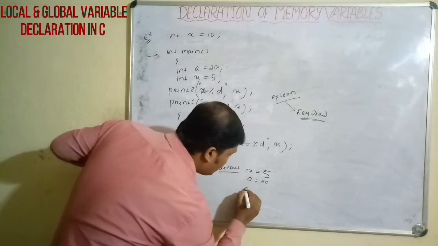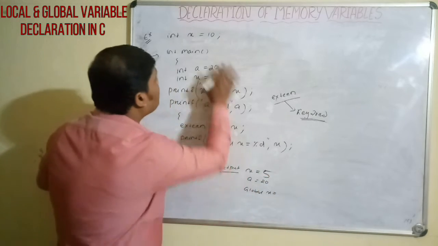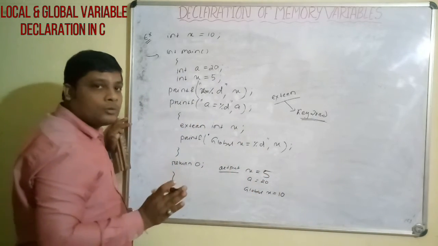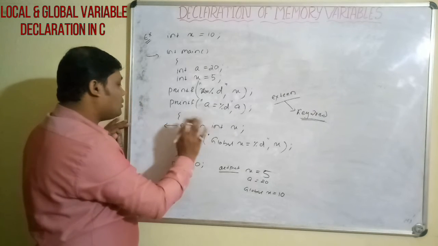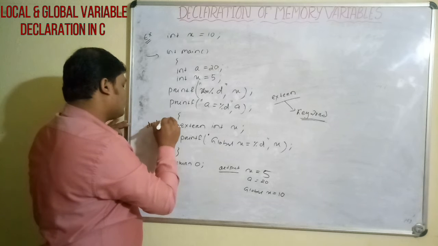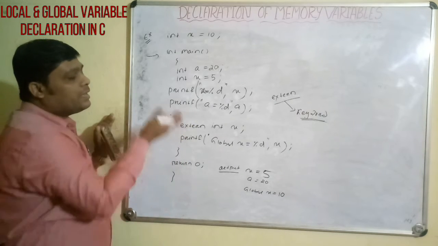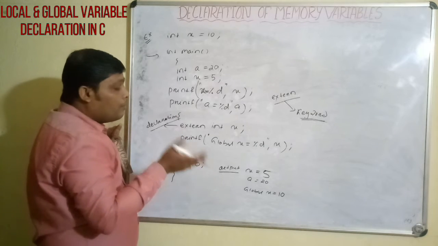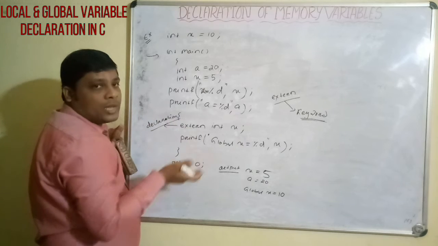Clear? Now it will print what? Global x equal to what? 10. Clear? Understood? Now this is one declaration. This is not a definition, this is a declaration. Declaration means I can declare one variable or function multiple times, but I cannot define the same variable multiple times.